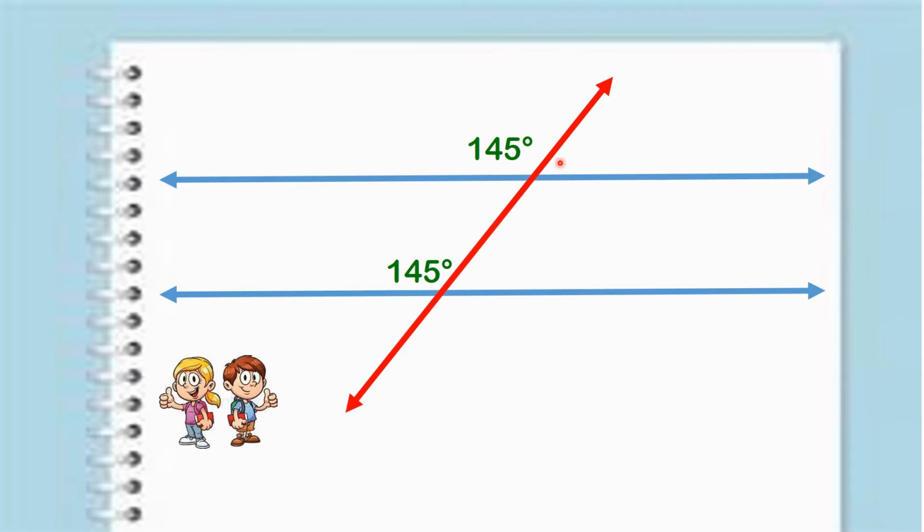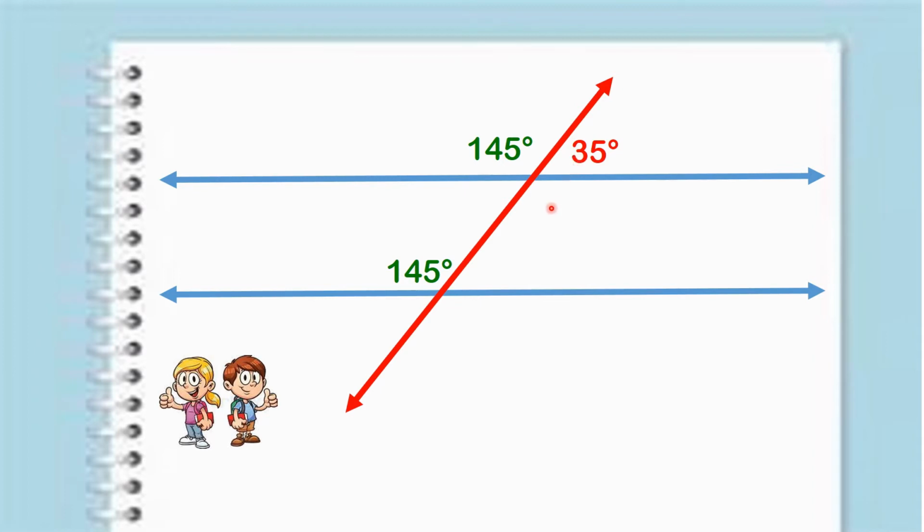Now, this part here, can we determine the measure of the angle here? Of course, yes. They are a linear pair, am I right? Do you still remember the linear pair? Linear pairs are supplementary, so 180 degrees minus 145 degrees. The difference is 35 degrees. So this angle here measures 35 degrees.